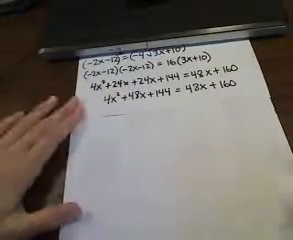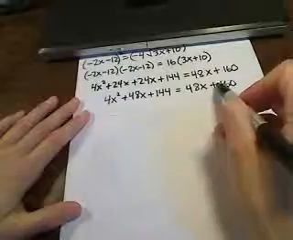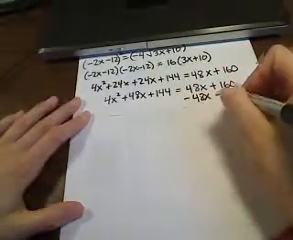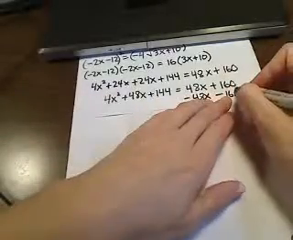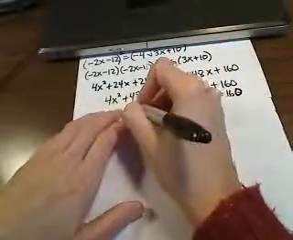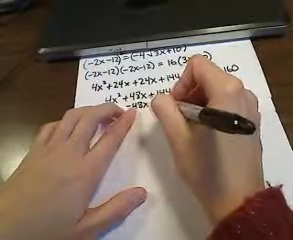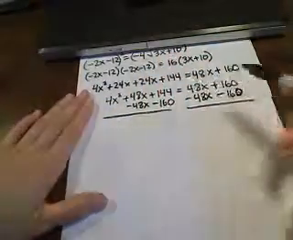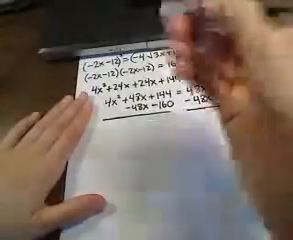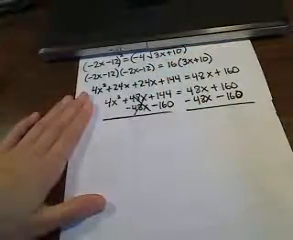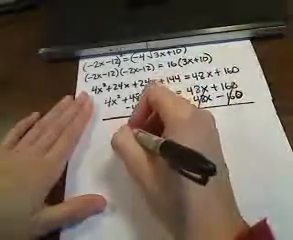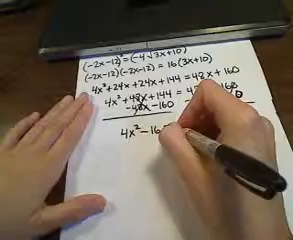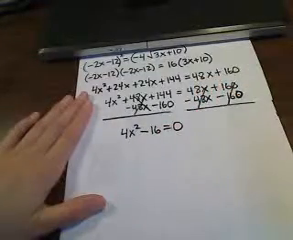What I want to do now is set it to 0, so I'm going to take the 48x and the 160 to the other side. So let's subtract 48x and 160. You'll notice what's going to happen here is that my 48x, my x term, is going to go away. It's going to add to be 0. And that's okay. So we're left with 4x squared here. This is going to be a minus 16, and then equal to 0.